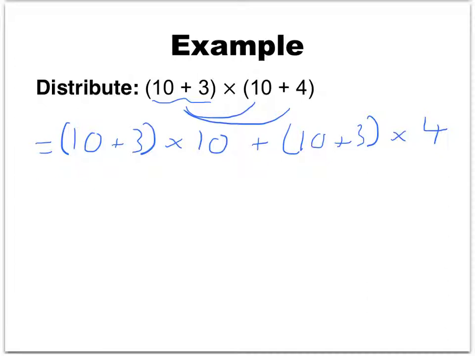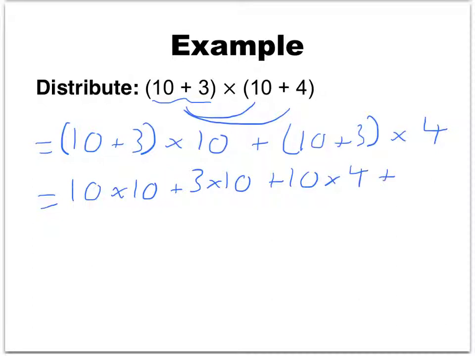Okay. Well, now let's distribute again. Notice this big expression right here is something that we could apply the distributive property to. Take 10 times 10, 3 times 10, and then likewise over here we can distribute 10 times 4 and 3 times 4. And so what we have here is a 10 times 10 plus a 3 times 10 plus a 10 times 4 plus a 3 times 4. So there we have distributed again. So we've used the distributive property twice in order to rewrite this original expression.